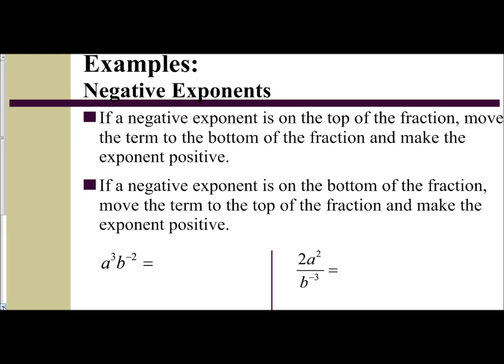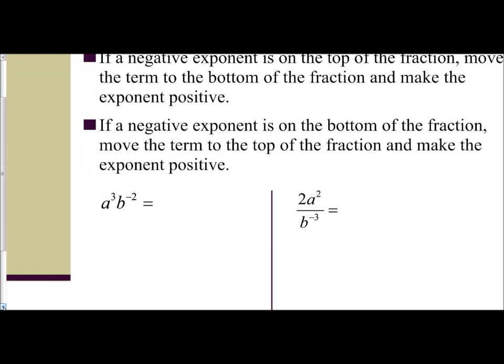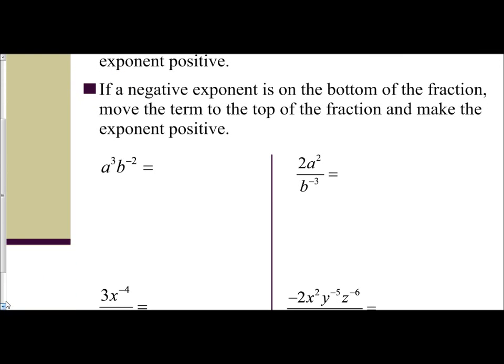So if we look at the first example, we have a cubed times b to the negative second. So our a cubed is fine. It's perfect as is. Since we saw in both of these descriptions that if you have a negative exponent, it needs to go on the other side of the fraction, let's just write this as a fraction. So the a cubed is going to stay where it's at.